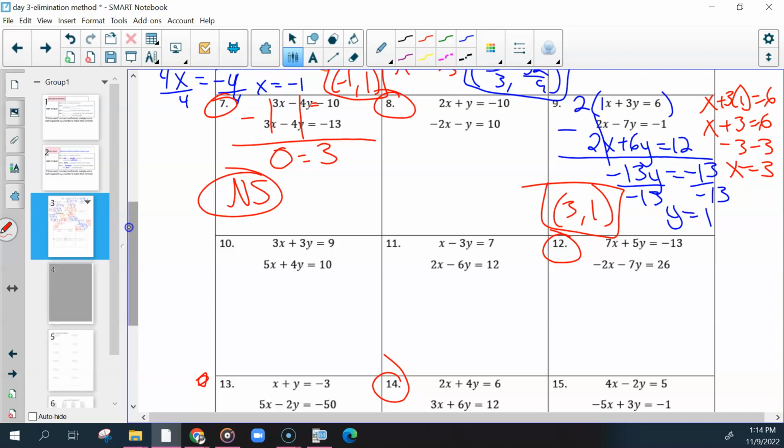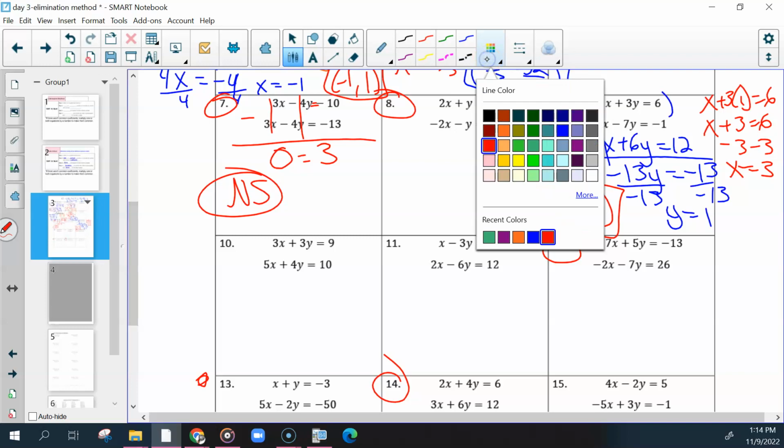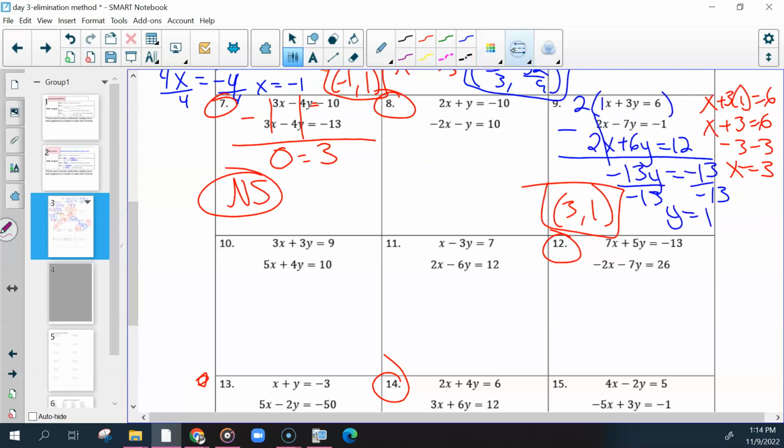Alright, so let's start with 8. Everything's lined up. We have common coefficients for x and y. Which one do we want to eliminate? Or focus on, I should say. We're looking at 8. Okay. So to eliminate the x's, what operation would we do? Yes. Add the 2 equations together.